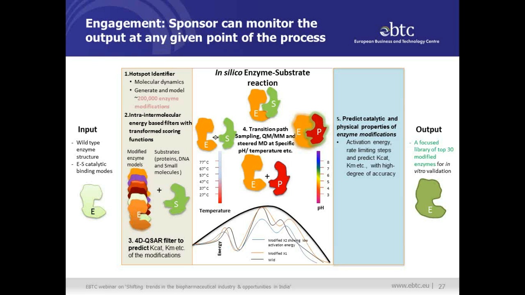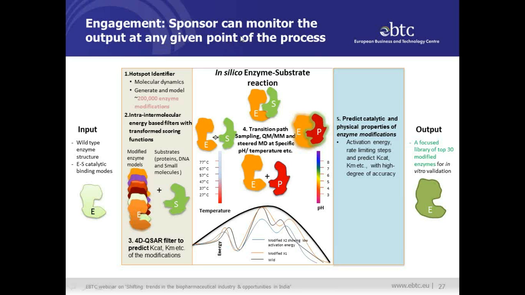Then we look at different substrates, and these substrates could be other proteins, DNA, or even small molecules. And we have developed a 4-dimensional QSAR filter to predict the KCAT, KM, and other parameters of the modification calculations. Finally, the key differentiator of this is that we do the sampling of the transition path with which the substrate enters into the catalytic binding, and we have the QM, quantum mechanics, and molecular modeling and steered molecular dynamics at specific conditions of the assay like pH and temperature. And then we predict the catalytic and physical properties of all these modifications. And finally, we are able to understand the rate limiting steps with the residues that are critical and have an impact on the final enzyme structure that we determine.